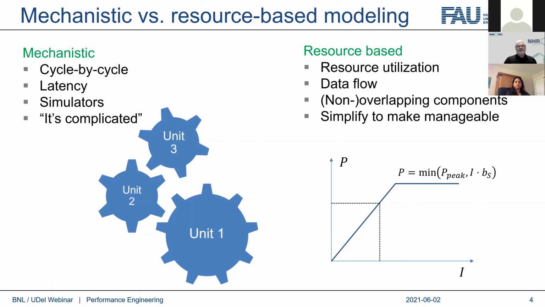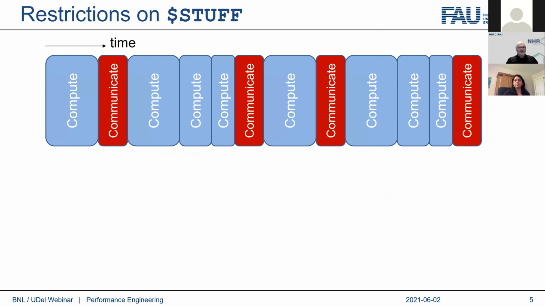Resource-based modeling is a little different. It doesn't think about clocks ticking. It thinks about stuff flowing. So how much is a resource utilized? What percentage of the resource is utilized? How does data flow through the system? Which of the components that make up the system can work at the same time and which cannot? And for resource-based models, the nice thing is you can simplify them to a point where it's almost unrecognizable as a model for the actual hardware, but they can still be useful, even if they're very, very simple, like the naive roofline model I've shown here. Okay, so this is the way of thinking in resource-based modeling.